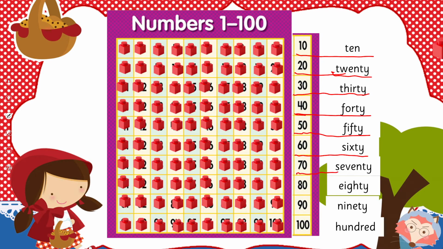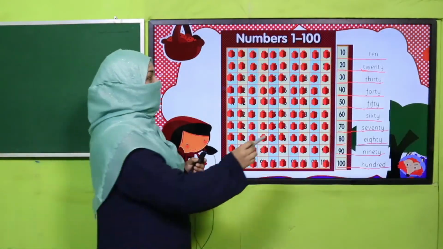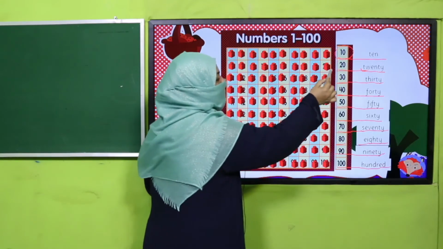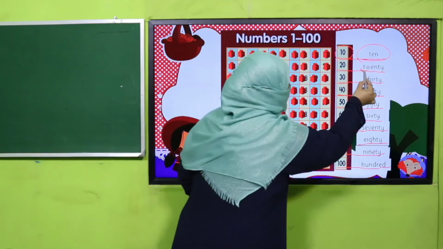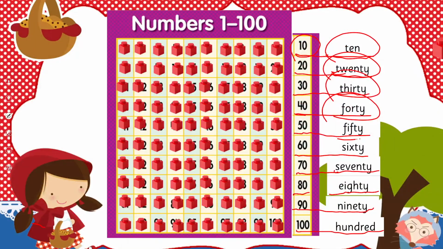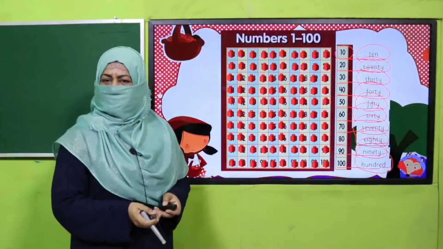70, S-E-V-E-N-T-Y, 70. 80, E-I-G-H-T-Y, 80. 90, N-I-N-E-T-Y, 90. 100, H-U-N-D-R-E-D, 100. This is called numbers in tens, and this is called numbers in tens in words. 10, 20, 30, 40, 50, 60, 70, 80, 90 and 100. You got it? It's not that difficult.